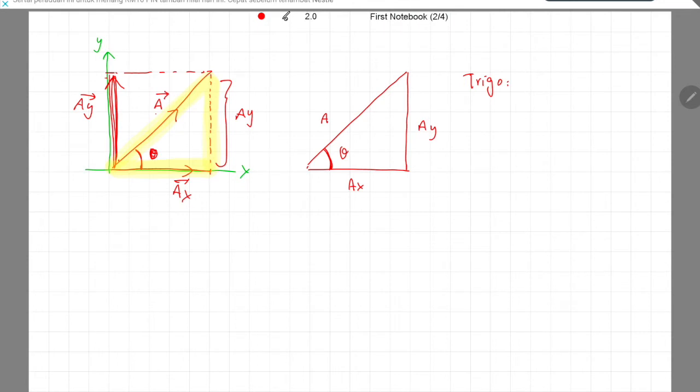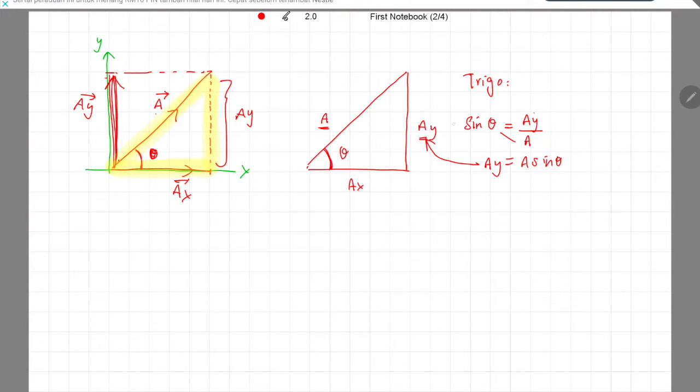Now remember your basic trigonometric equation, whereby sine theta is opposite divided by the hypotenuse. Our opposite is AY and our hypotenuse is A. So if I take this out, AY, what's left is A sine theta. That's why we get this equation for magnitude AY.